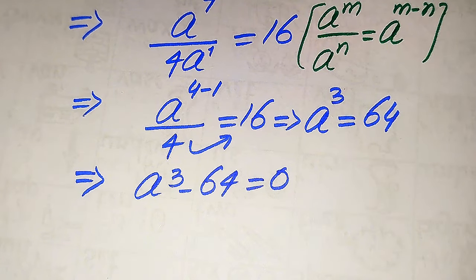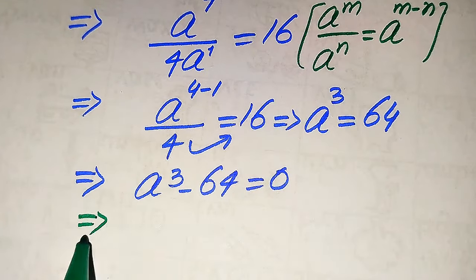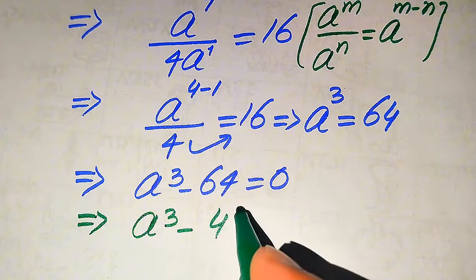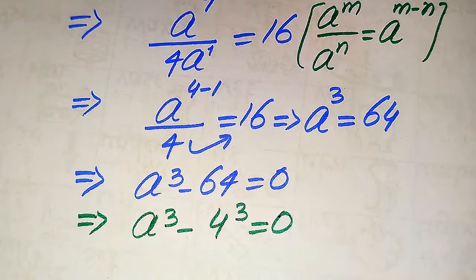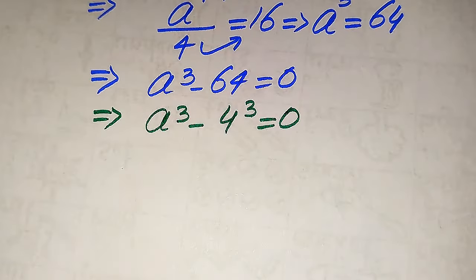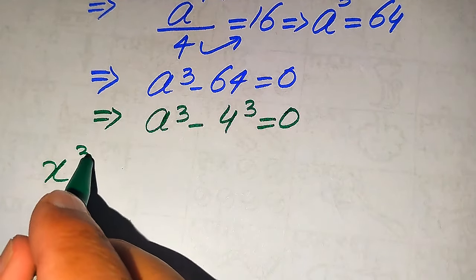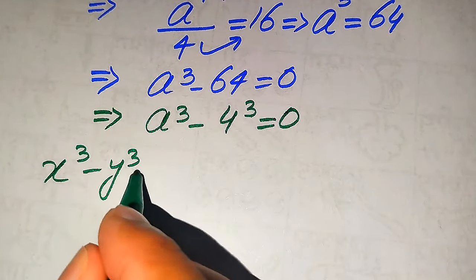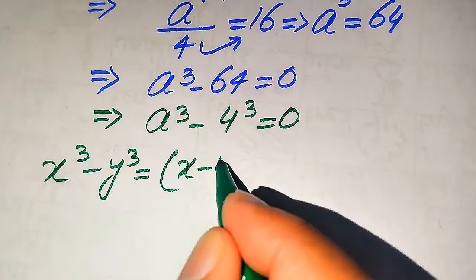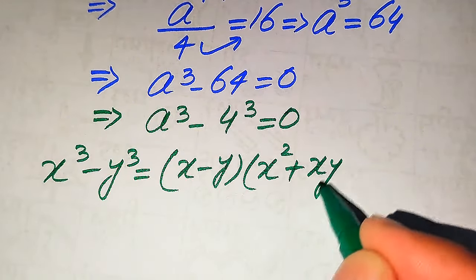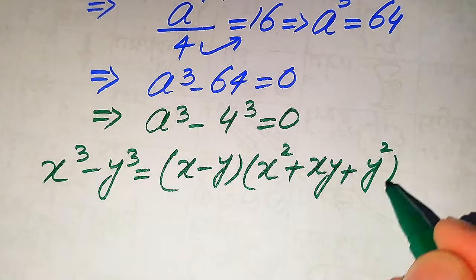So this equation becomes a cubic equation, and here we rewrite this equation in the form of cubes. We have a cubed minus, we write the 64 as 4 cubed, and this whole equation is equal to 0. So here we use this nice cubic law, you know about that. If we have x cubed minus y cubed is equal to x minus y times x square plus xy plus y square.